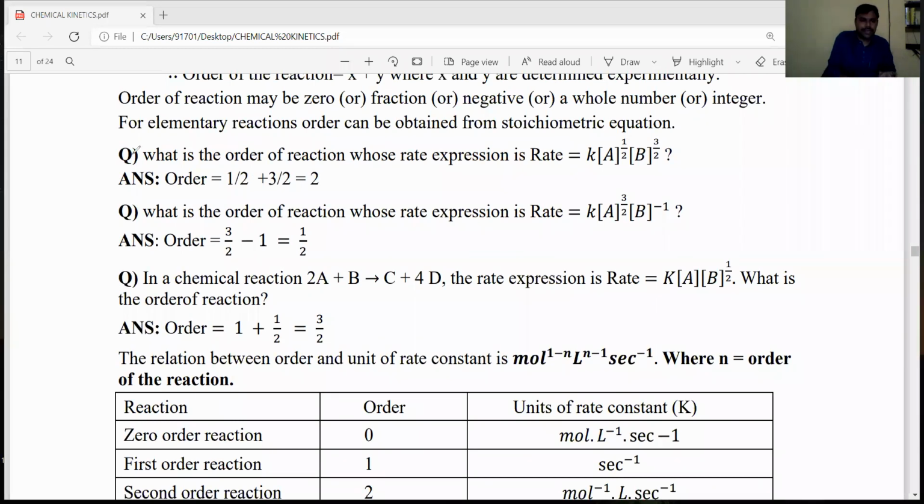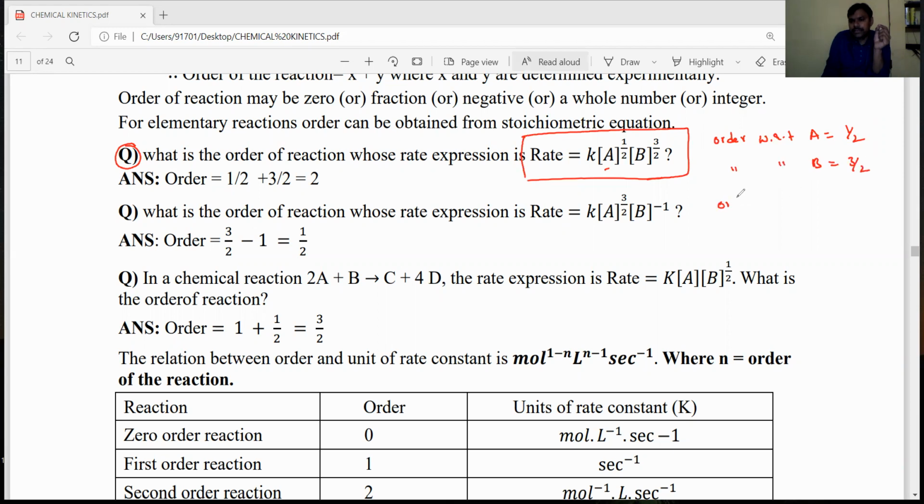The first example is one question. What is the order of the reaction whose rate expression or rate law is: rate is equal to K into A to the power of 1 by 2 into B to the power of 3 by 2? They asked for the overall order, and the order with respect to A. Order with respect to A is equal to 1 by 2. The same way, the order with respect to B is equal to 3 by 2.